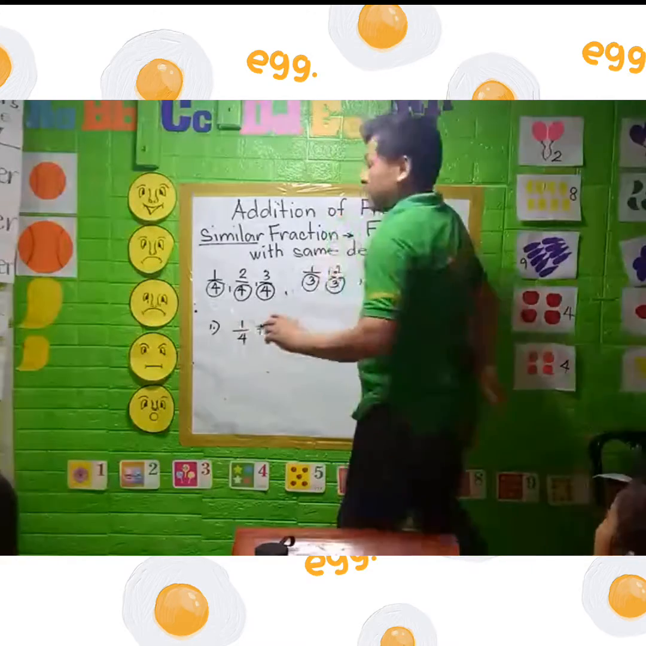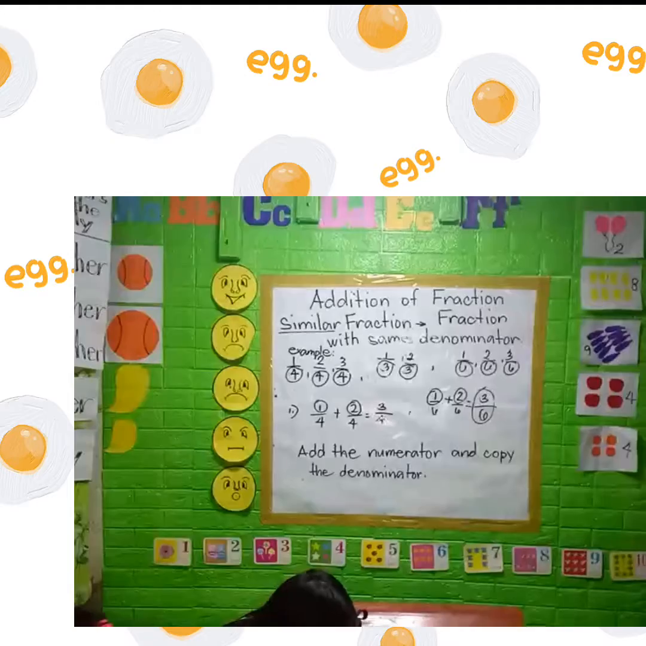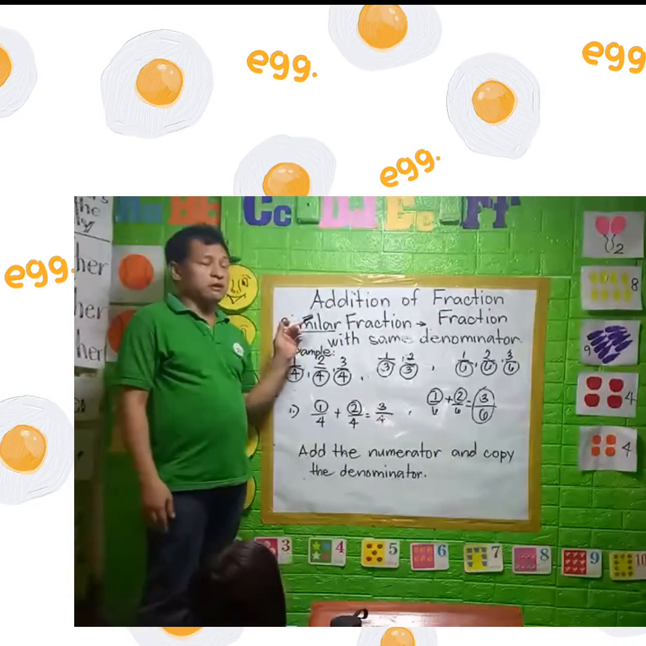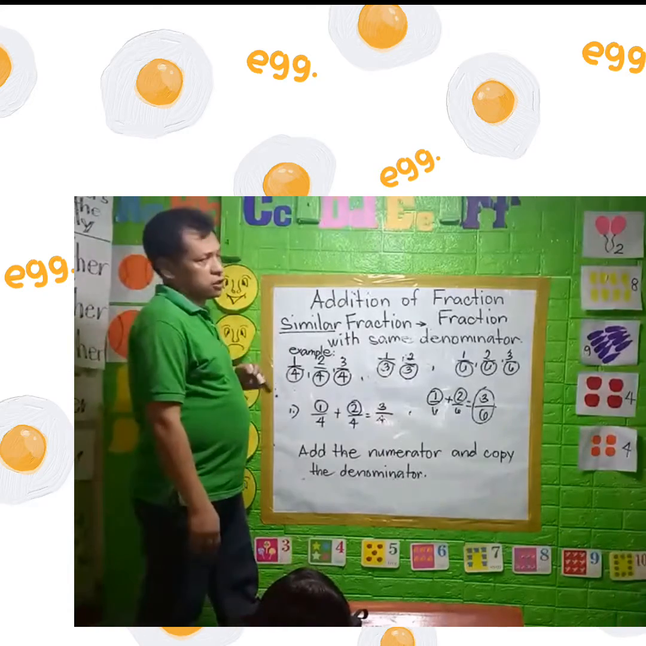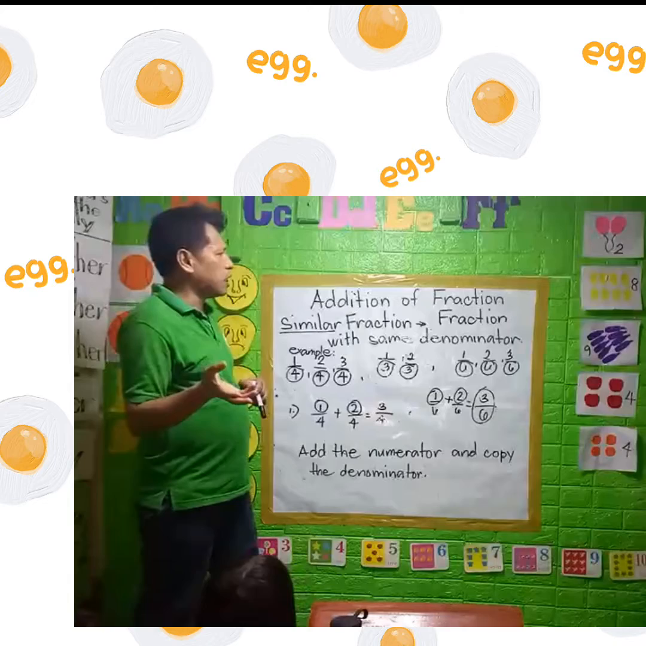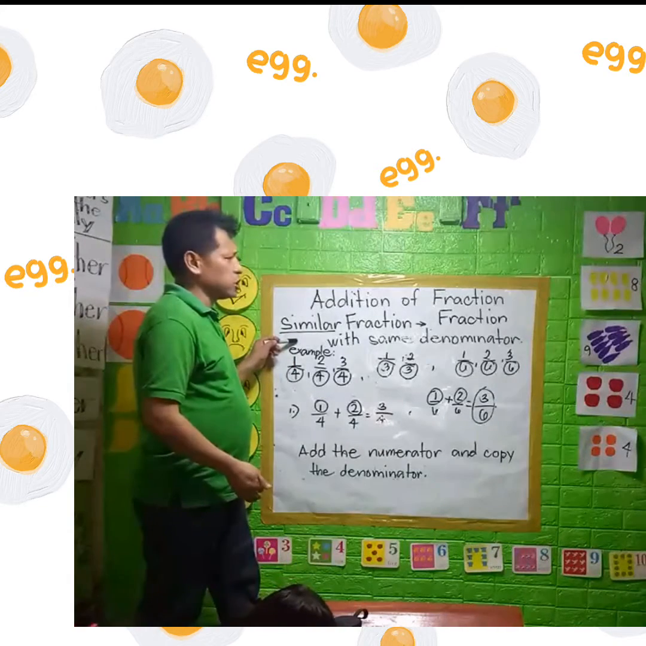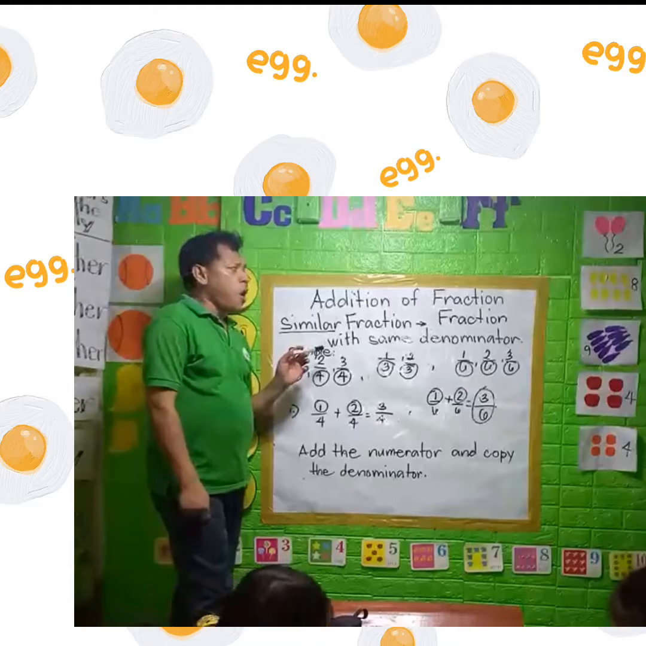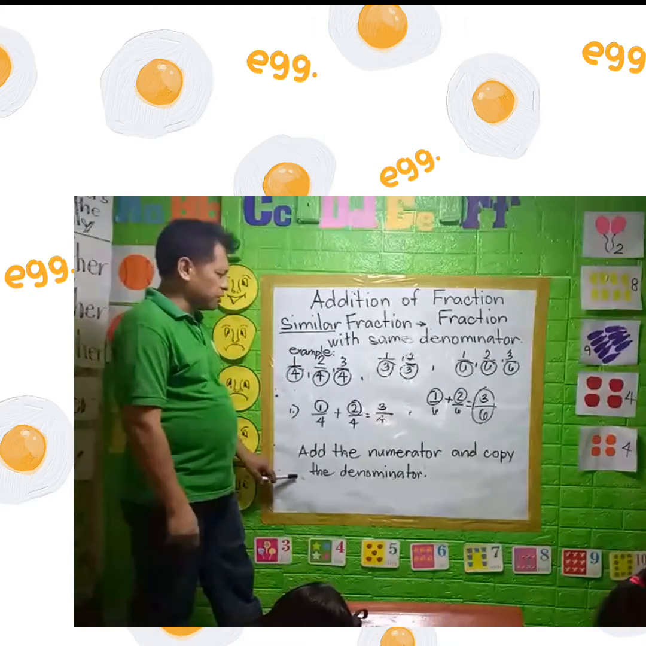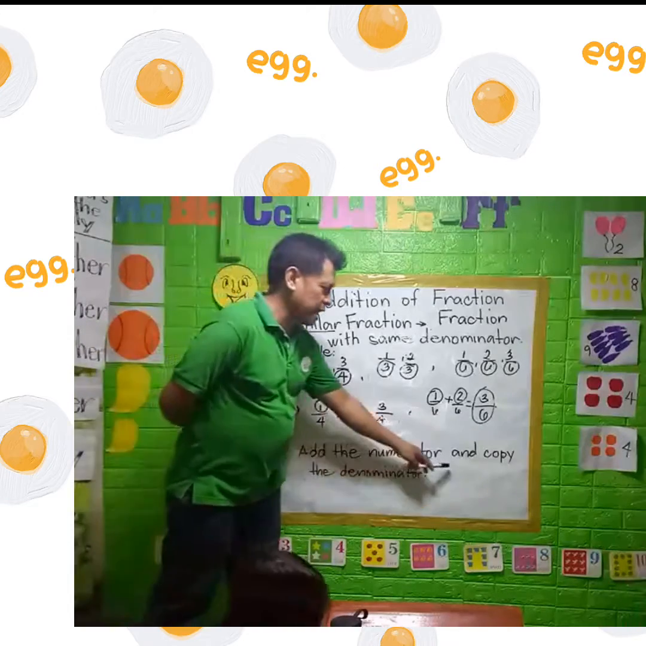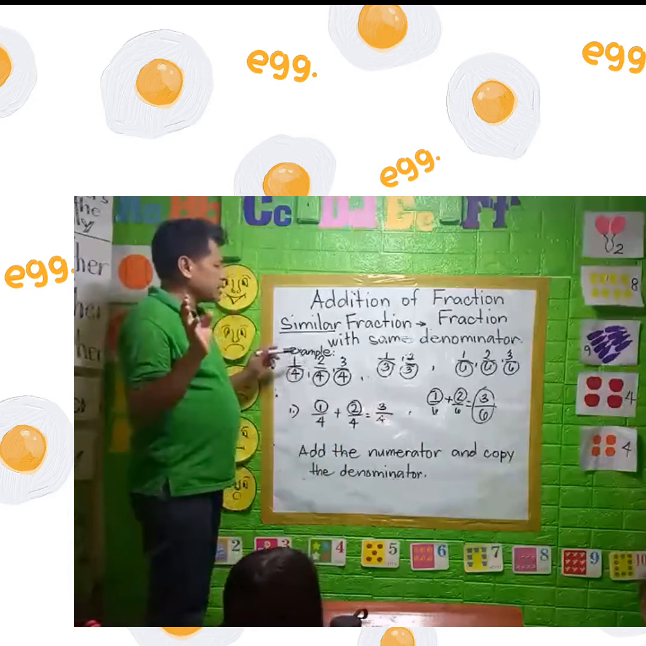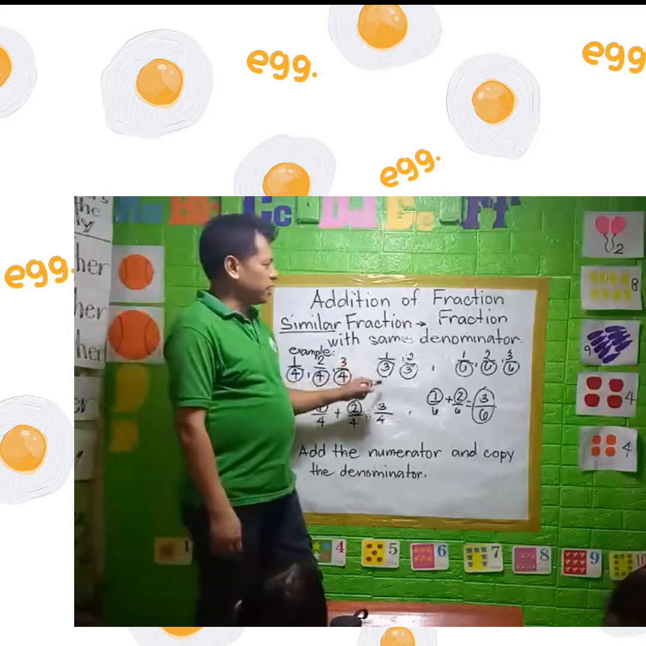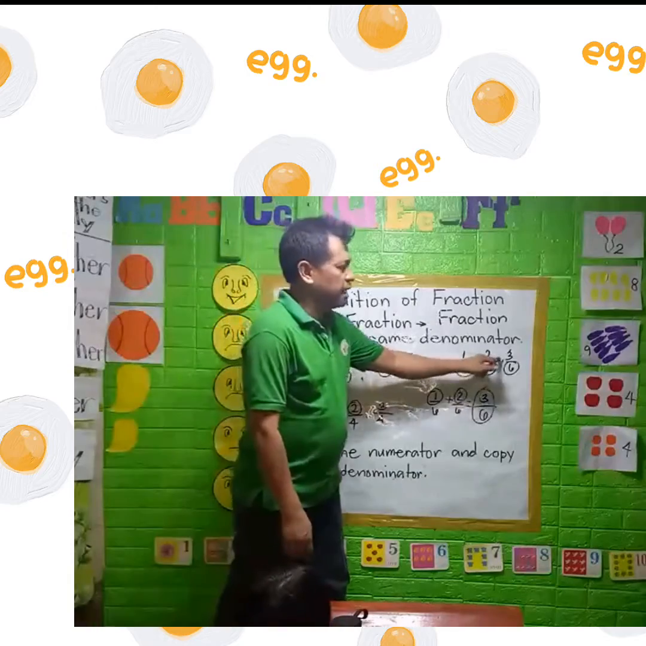The first kind of fraction that we are going to focus on this afternoon is what we call similar fraction. Now we will proceed with addition of similar fractions. In adding similar fractions, all we have to do is follow this rule: add the numerators and copy the denominator. So, what are the examples of similar fractions? We have 1/4, 2/4, and 3/4. We have also 1/3 and 2/3, and we have also 1/6, 2/6, and 3/6 as well.